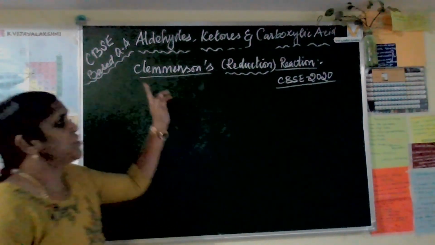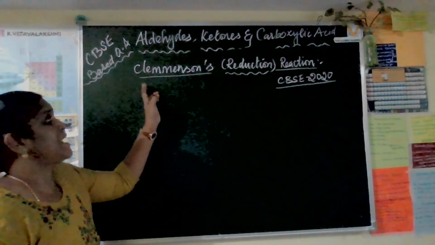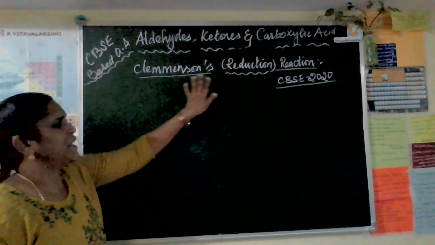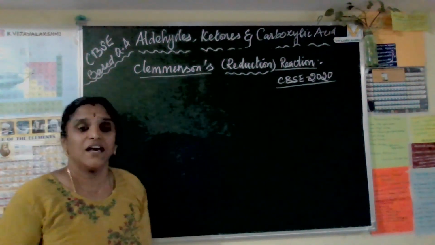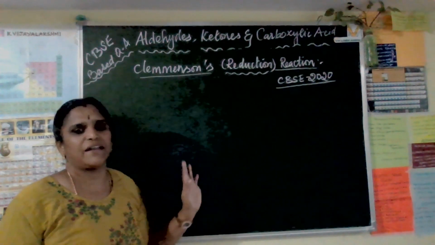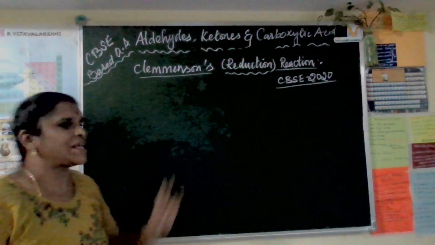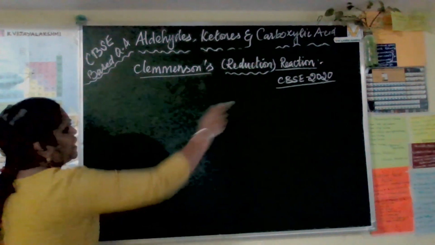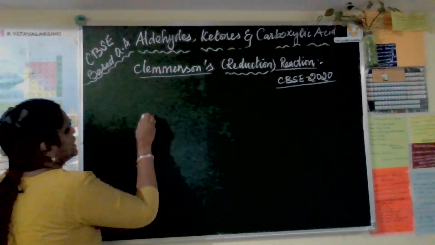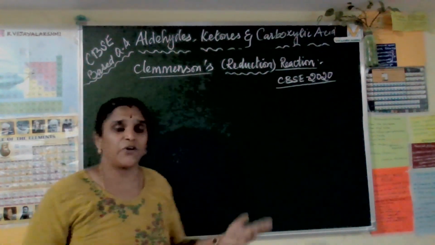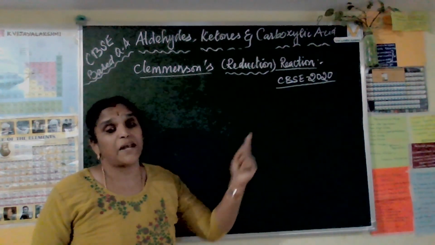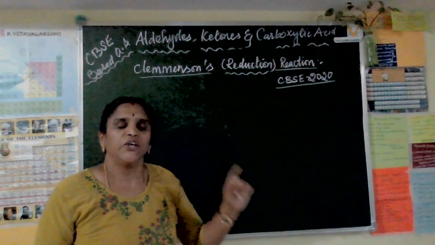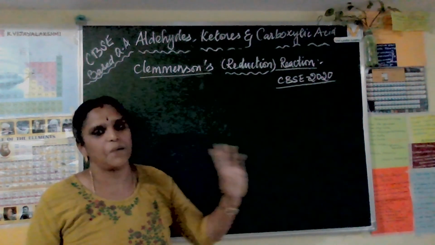The next, more interesting and important naming reaction is Clemmensen's reduction reaction. Generally they may directly give Clemmensen's reduction. Reduction means hydrazone, it's mandatory. Sometimes they may not mention the Clemmensen's reaction, they will just ask. Aldehydes or ketones are reduced in the presence of zinc amalgam in concentrated HCl, and you get alkane as the product.